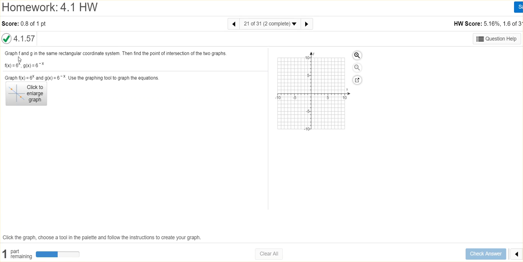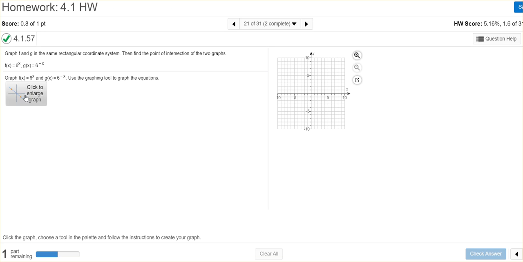In this problem, we're asked to graph f and g, which are defined here and here, in the same rectangular coordinate system. Then find the point of intersection of the two graphs. I'm just going to go over how to graph them. So I want to graph 6 to the x and 6 to the negative x.